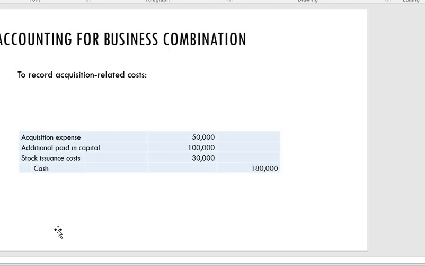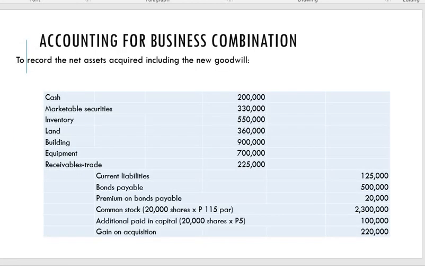Okay? Again, yung maximum amount lang na pwede i-absorb ni additional paid in capital in relation to stock issuance cost is equivalent lang yan siya to the additional paid in capital credited at the time of acquisition, or yung incremental additional paid in capital in relation to issuing shares, no, as part of the consideration. Okay?